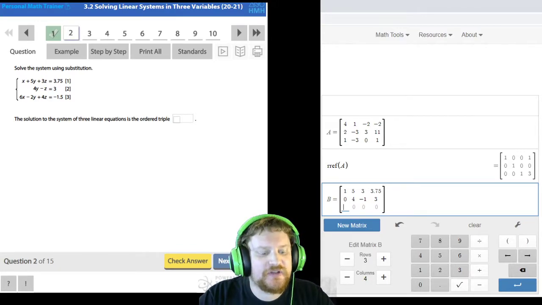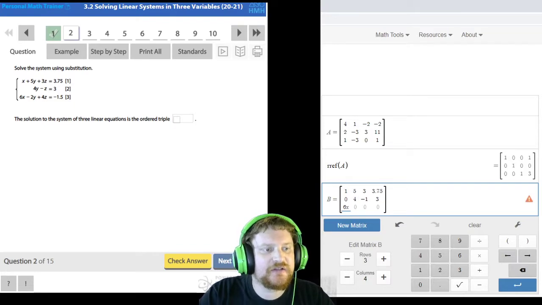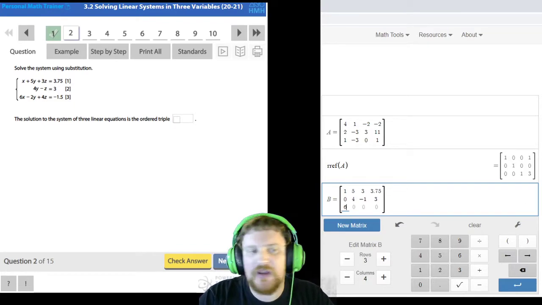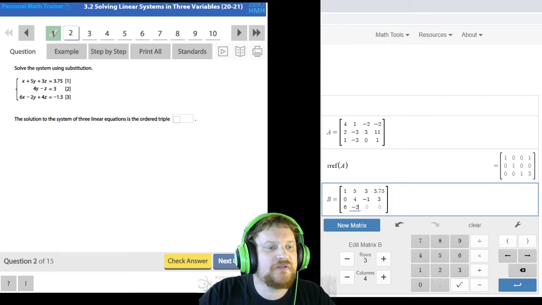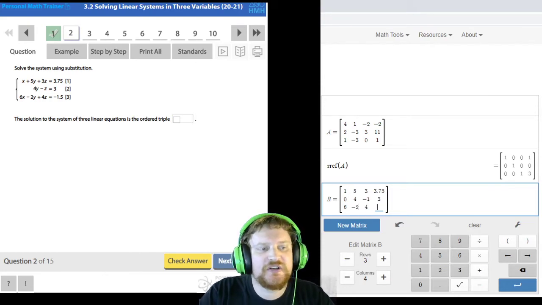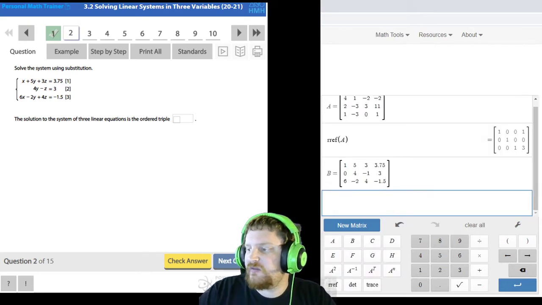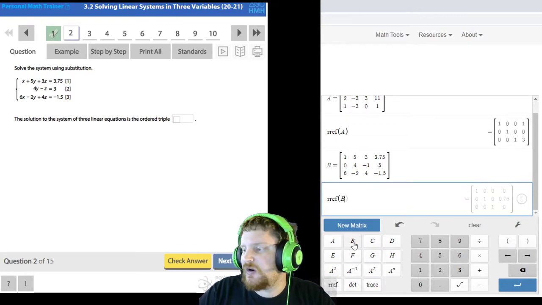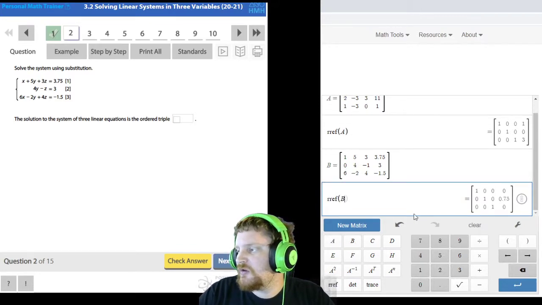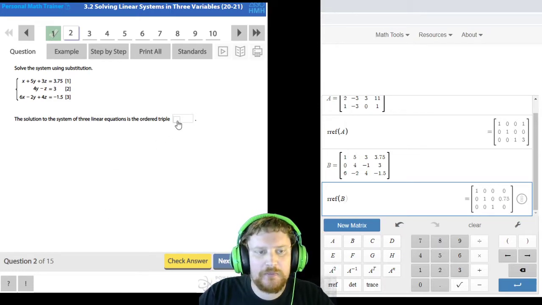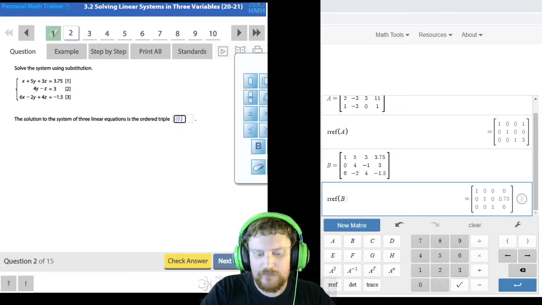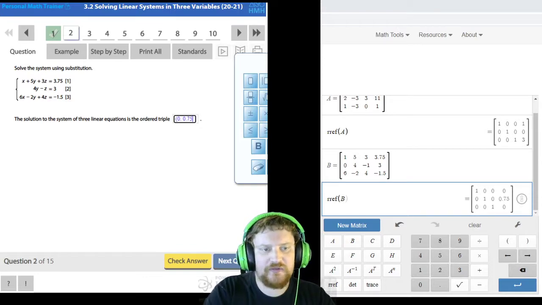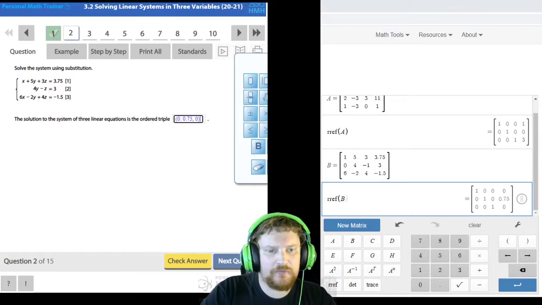Next, we have 6x, but we're not going to put in the x, just the 6, negative 2, 4, negative 1.5. Getting our row reduced echelon form. Looks like we have our diagonal, our 6 zeros, so our answer is 0, comma 0.75, comma 0.